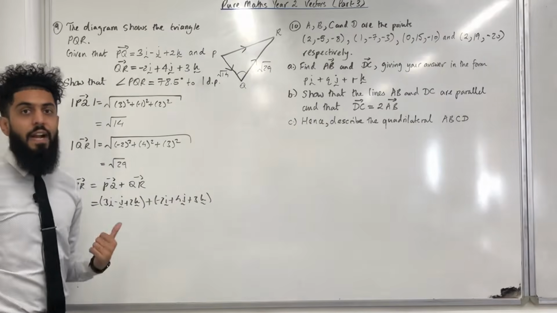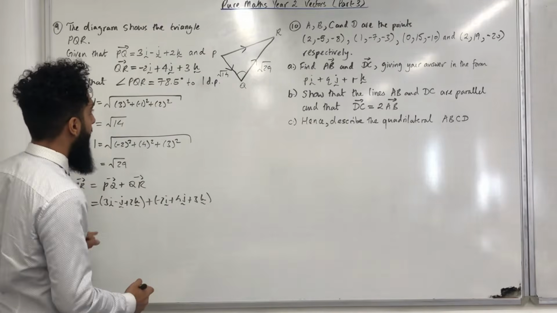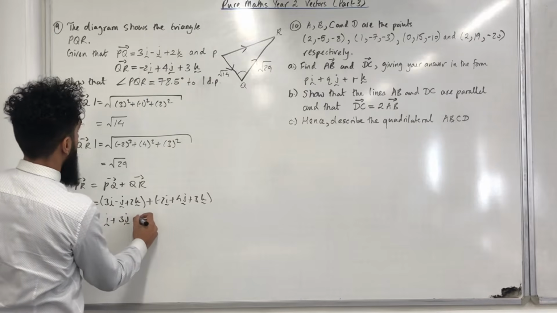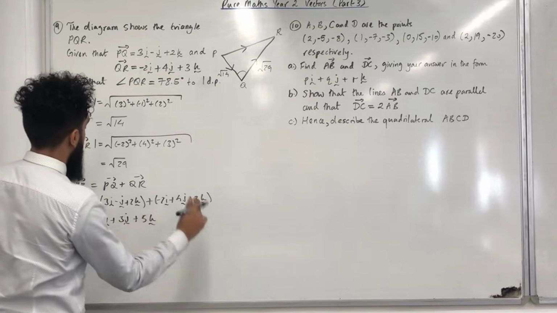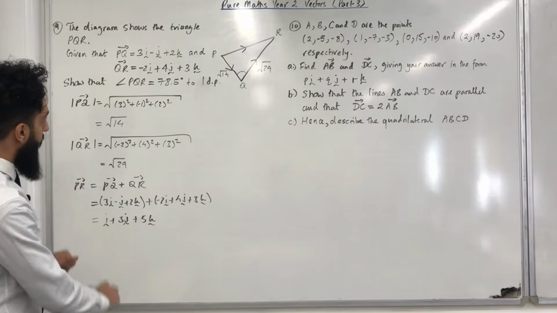Now we can simplify this by collecting the i, j's and k's. So if I simplify this, I end up with i plus 3j plus 5k. Okay, that's looking good so far.